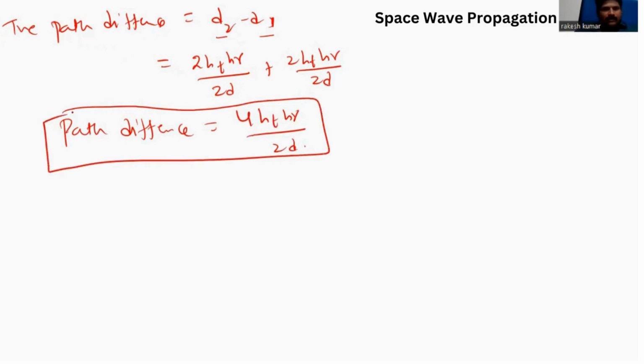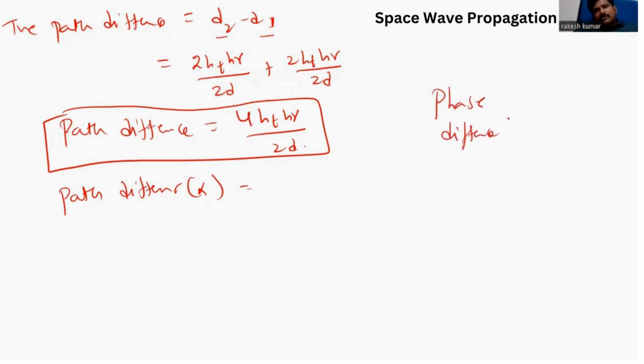So path difference expressed in terms of wavelength. What is the relationship between path difference and phase difference? Phase difference is equal to 2 pi times of path difference, 2 pi times of path difference.